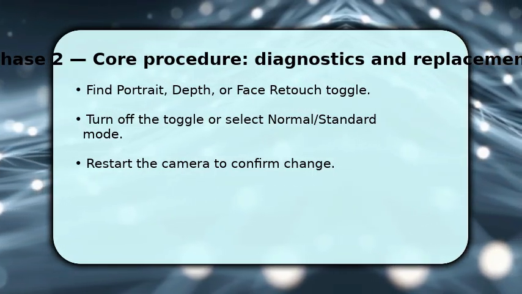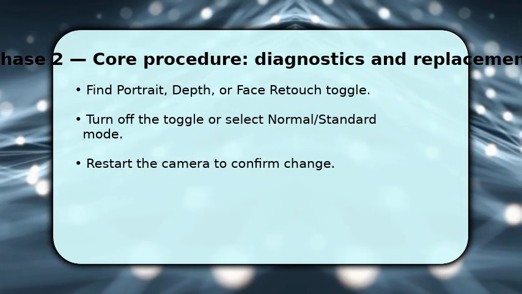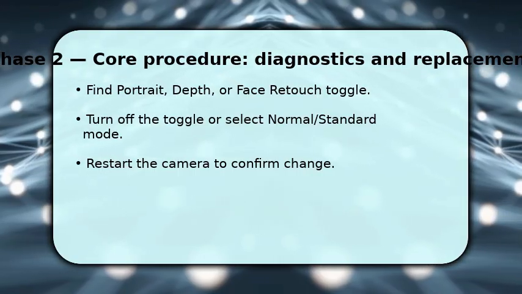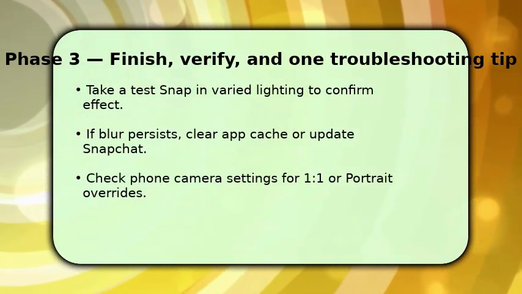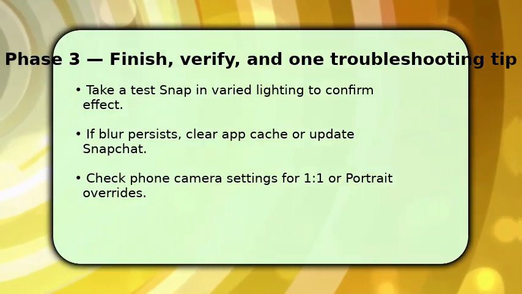After changing the option, close settings and return to camera. Restart the app if needed so Snapchat loads the new capture profile. You finish by taking a test snap to confirm the portrait effect is gone. Try different lighting and subjects so you can see the difference.